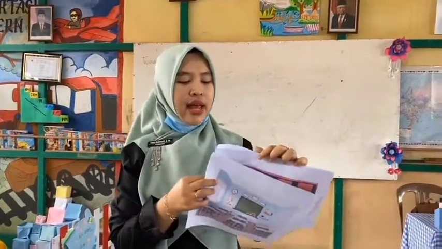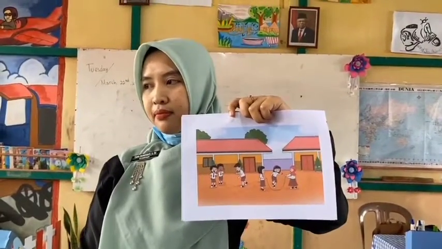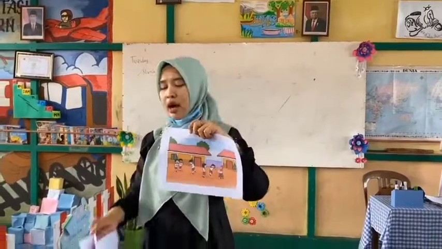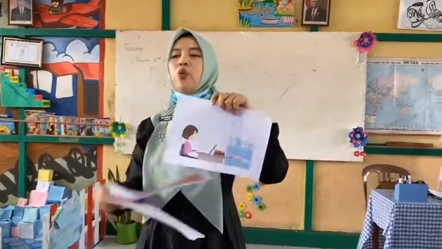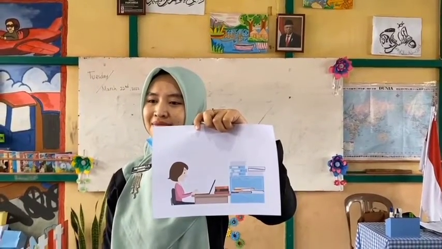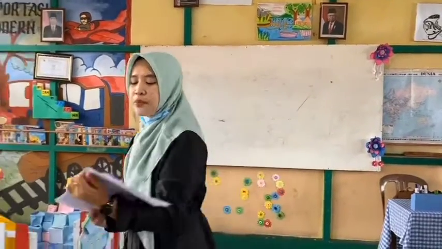Toilet. And then, the fifth picture, where are you going? I am going to schoolyard. Alright, schoolyard. And then, the last picture, where are you going? I am going to teacher office. Okay, teacher office. Good job, students.